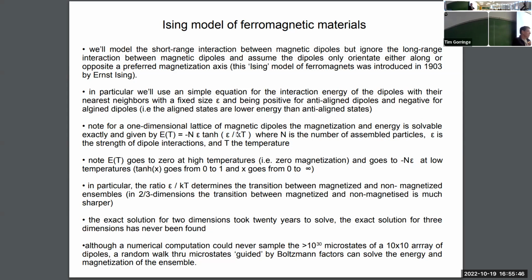Now, one thing that's different about this equation for the one-dimensional case from the two-dimensional or three-dimensional case is that the transition from no magnetization to magnetization is much smoother for the one-dimensional case than it is for the two-dimensional and three-dimensional cases. In the two-dimensional and three-dimensional cases, the transition is much more of a spontaneous thing. Suddenly you're magnetized.